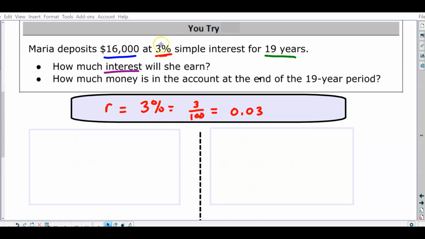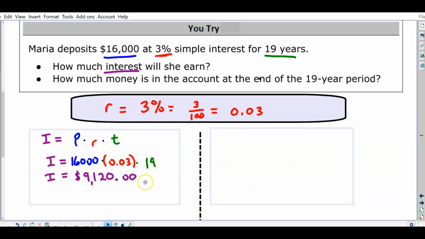All right, so I know everybody did the 3%, changed it to a 0.03 because you guys are good like that. And if you did the first one, which said interest, you did principal rate times time. Hopefully you set up those three numbers and multiplied them together. And at the very end, did you get $9,120? So if you got $9,120, you're good. Here's the other. So that answers the first question, interest.